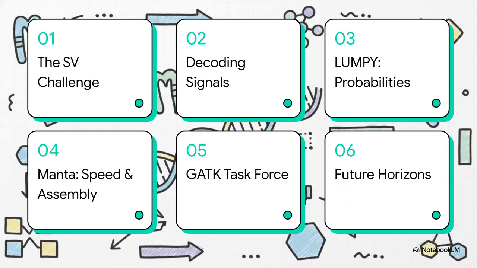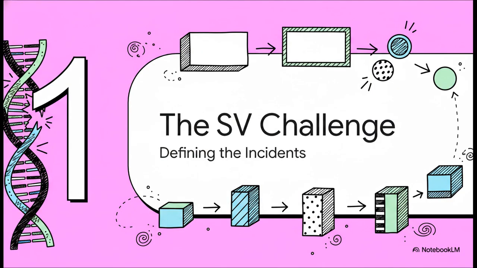Here is a quick look at our roadmap for this explainer. We're going to define the SV challenge, decode those alignment signals, profile Lumpy and Manta, assemble the GATK task force, and then, finally, look at future horizons. Let's jump right in. All right, part 1, the SV challenge.